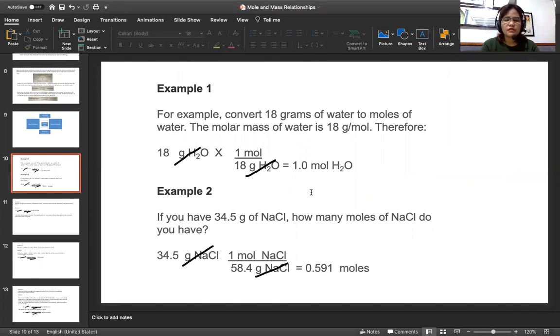Let's have example number 2. If you have 34.5 grams of sodium chloride, how many moles of sodium chloride do you have? You will be canceling out the gram of sodium chloride. Then you will divide this by 58.4. Then you get 0.591 moles.